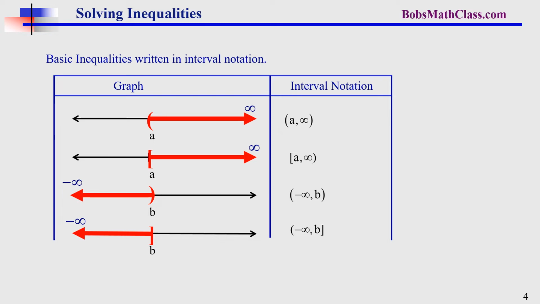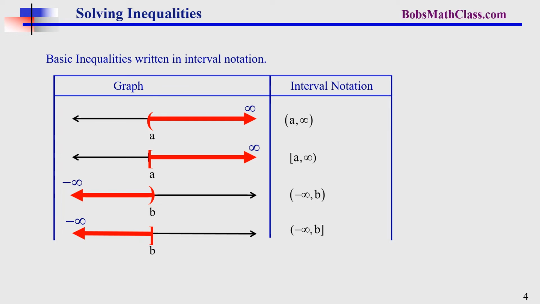And for a, it's parentheses because the symbol at a is parentheses. And infinity is always going to be parentheses. The second one is almost the same, but the a has brackets. So we use brackets right before the a.